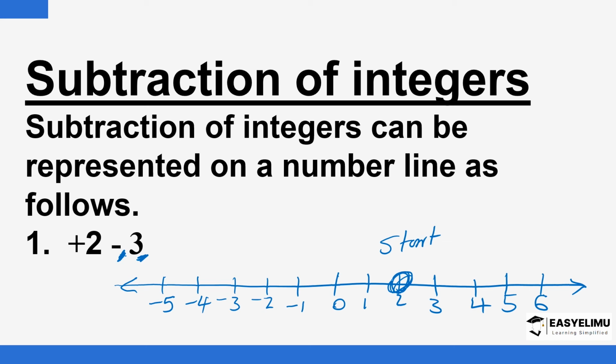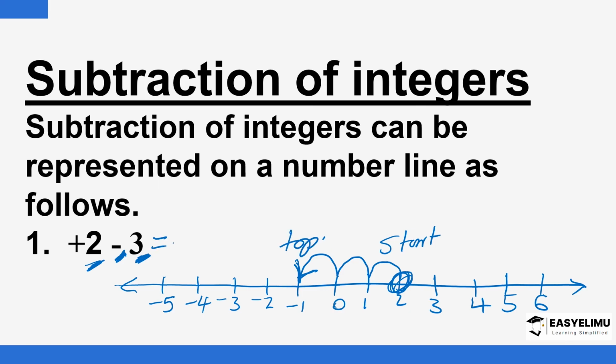So we are starting from +2, moving to the left 3 steps. So we have 1, 2, 3. We are supposed to move 3 steps, so you stop there. Remember, starting from +2, moving to the left because the negative sign is here, and how many steps? 3 steps. So this is where we stop.